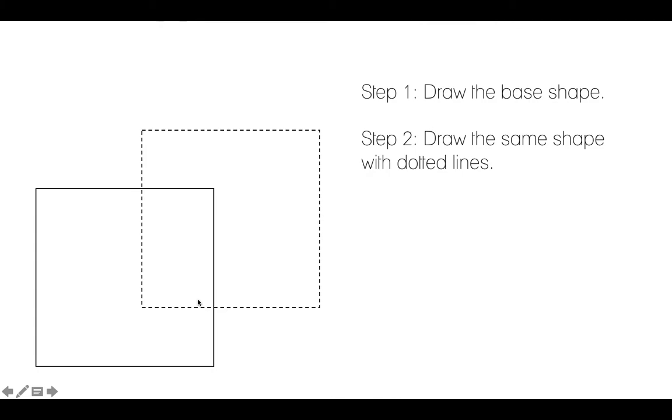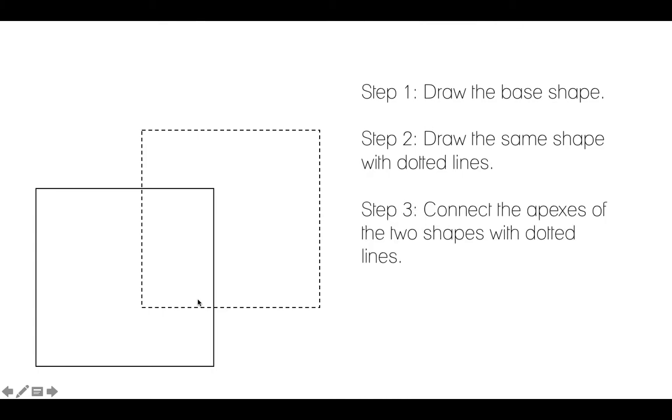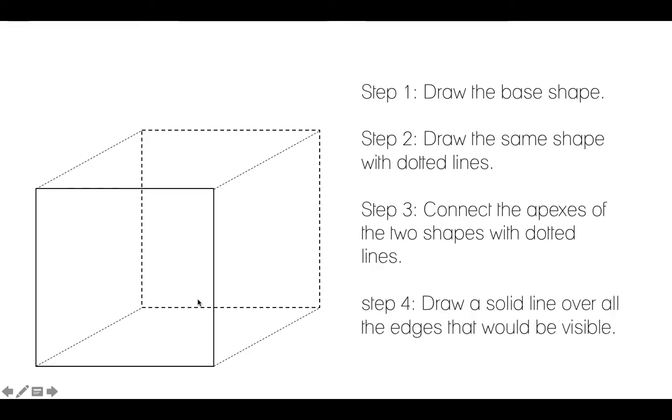Then what I do is I connect all of the corners or the apexes of the 2D shape with dotted lines, 1, 2, 3 and 4, like so. So you can see we're forming a 3D shape here. And our final step is to draw a solid line over all the edges that would be visible if I was just looking at this. So this edge here would be visible, this edge here would be visible, and this edge here would be visible. This upper edge would be visible, and this edge would be visible as well. So we can see that we've got solid lines that represent the lines that we could see.